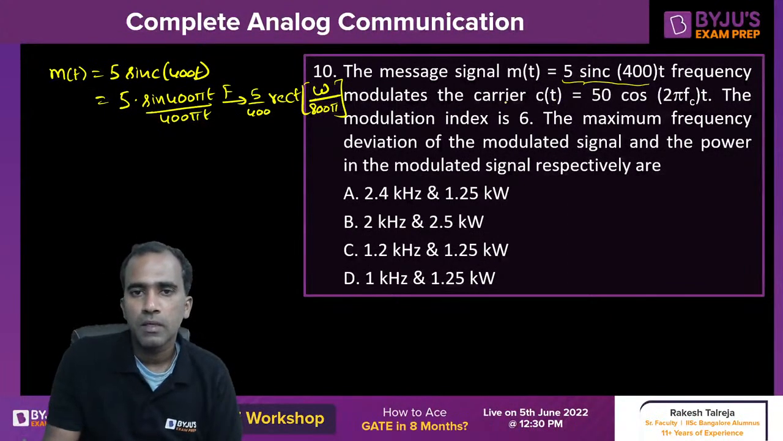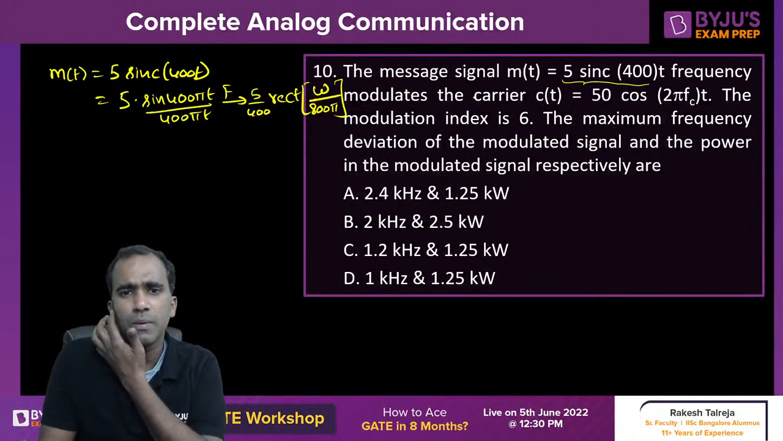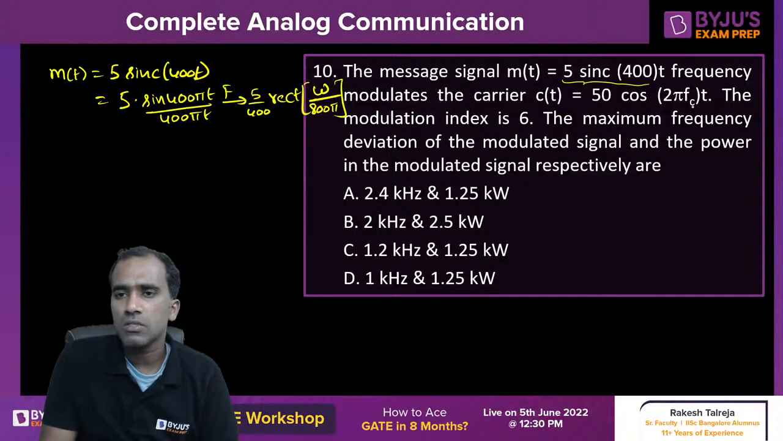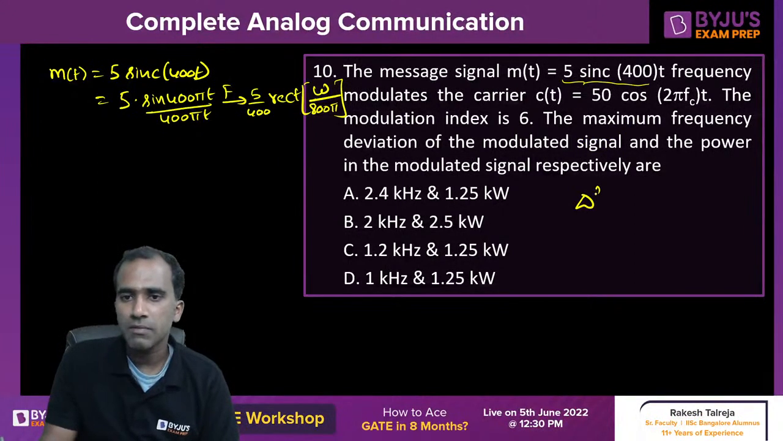Right. So a message frequency modulates the carrier 50 cos(2 pi fc t). The modulation index is 6. They're asking us to find the maximum frequency deviation delta f and the power in the modulated signal.